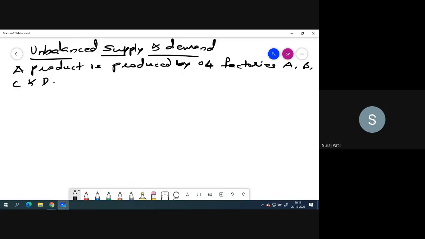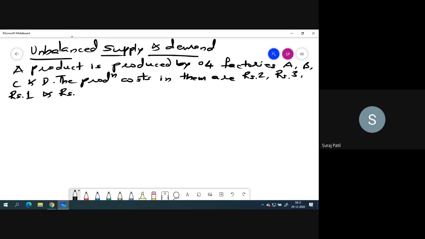The production costs in them are rupees 2, rupees 3, rupees 1, and rupees 5 respectively.